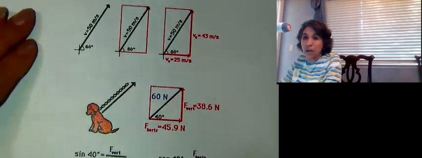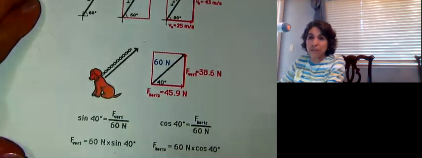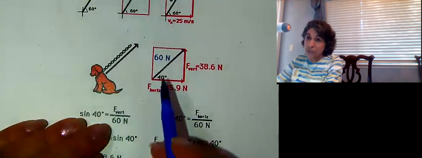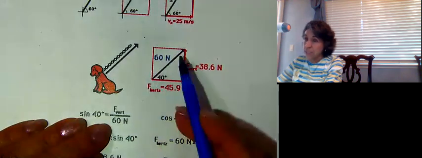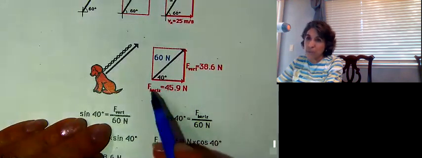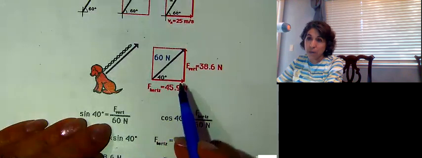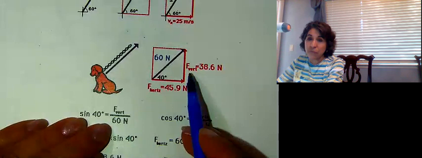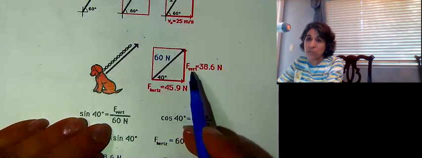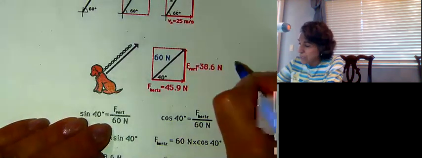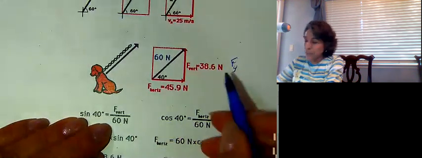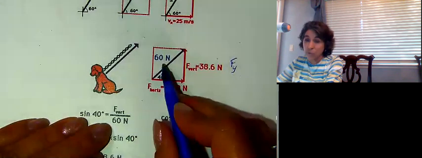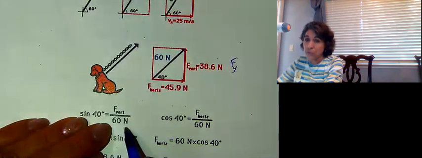Running out of space here. Okay, so let's figure this out. In this picture, you just drew the 60 newtons and you knew it's 40 degrees, but you don't know how big the x and y components are. So what's the sine of 40? I'm going to call this F vertical, the force in the vertical component. Later on, you'll just say F in the y direction. It's opposite over hypotenuse.